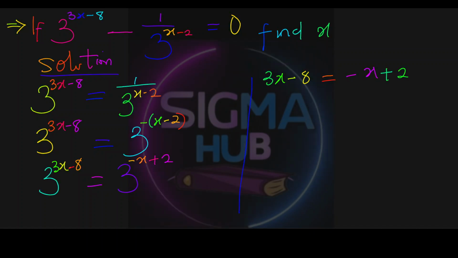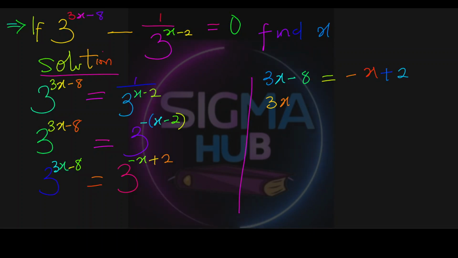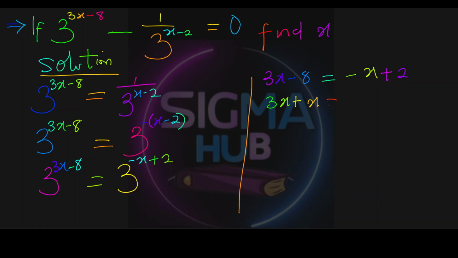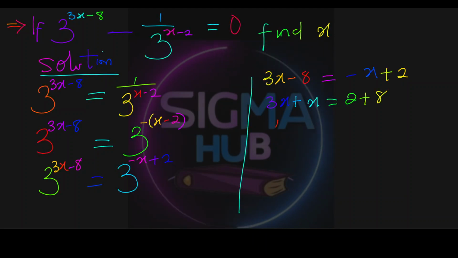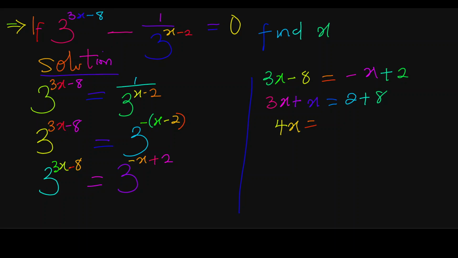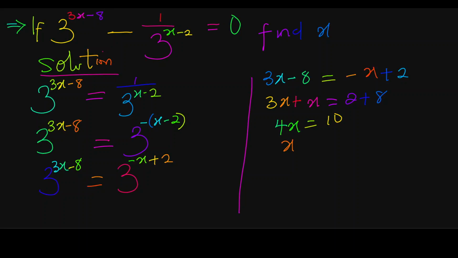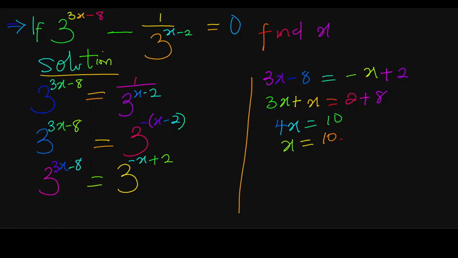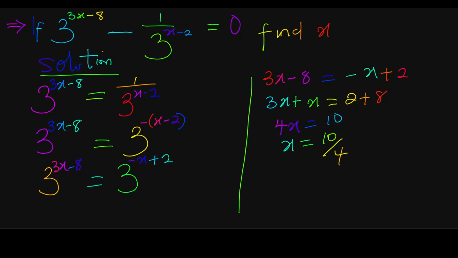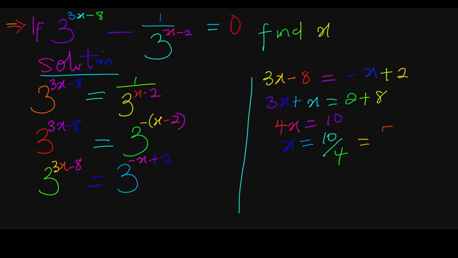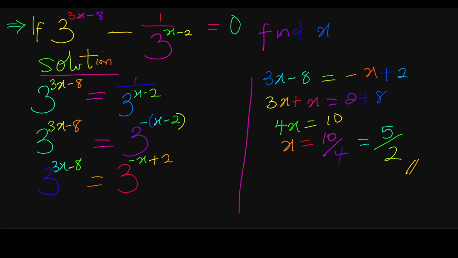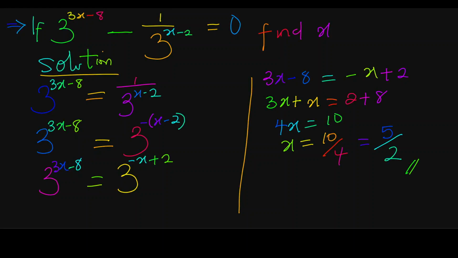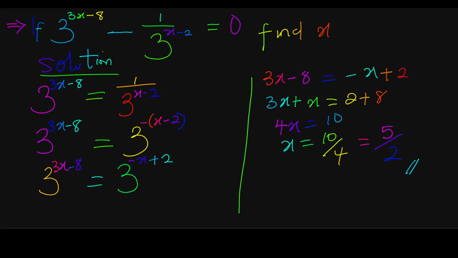So collecting like terms, we have 3x plus x equal to 2 plus 8. Of course, 4x equal to 10. So x is equal to 10 over 4. And 10 over 4 is 5 over 2. So x equal to 5 over 2. I believe this is well explanatory.